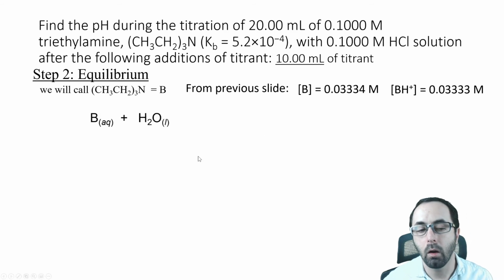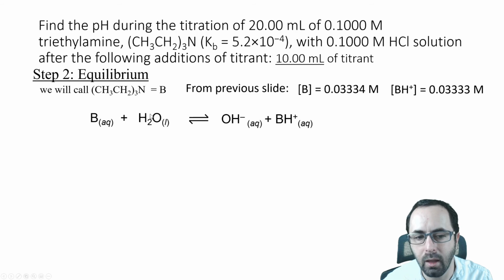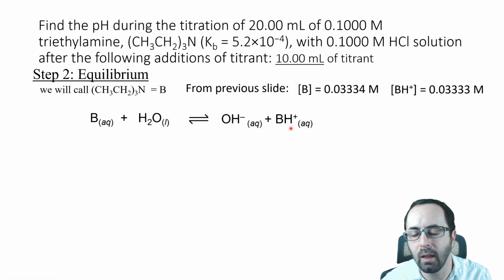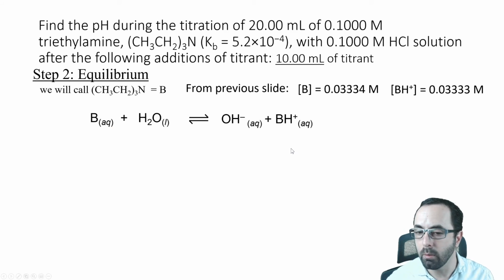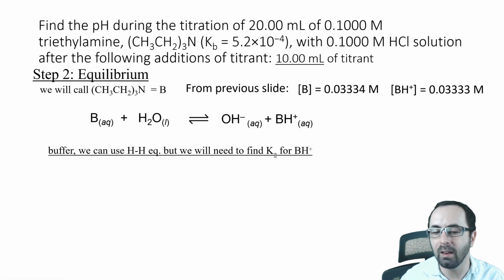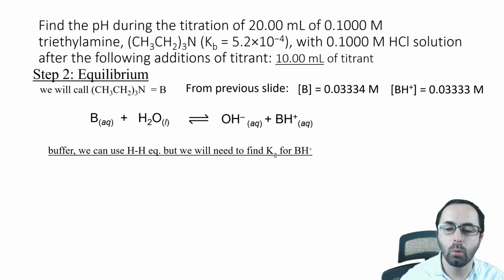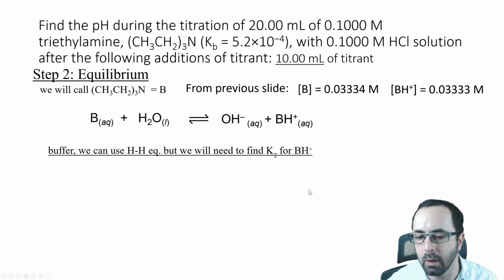So anyway, our equilibrium here is the weak base and water, and that's in equilibrium with hydroxide. Again, that's the weak base behaving like a base, and grabbing a proton makes hydroxide, and then we get the conjugate acid BH plus. This is a buffer though, so we can use the Henderson-Hasselbalch equation, but it has been stated for us in terms of Ka's. So what we can do instead is find the Ka for BH plus, and that will allow us to determine the pH using the Henderson-Hasselbalch equation.